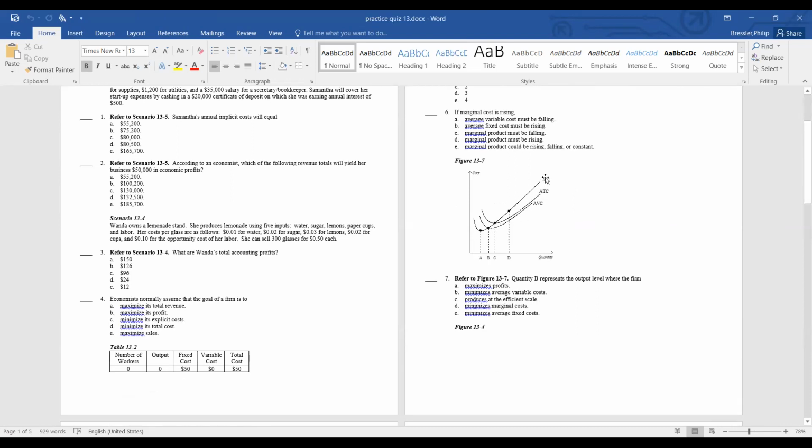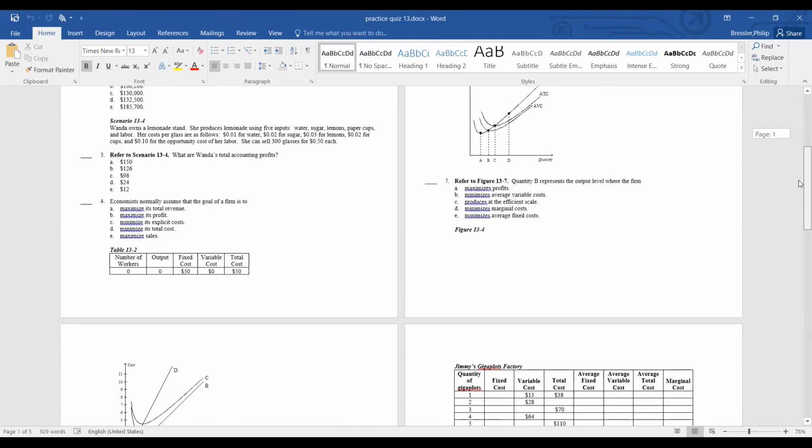You have the MC curve going up. Remember, MC crosses AVC at its lowest and ATC at its lowest. When it crosses ATC, that's productively efficient. That's producing at the least cost. So you could have MC, AVC, and then ATC.